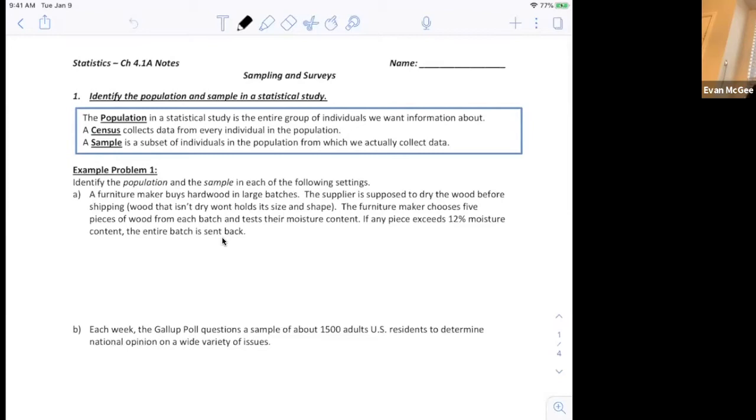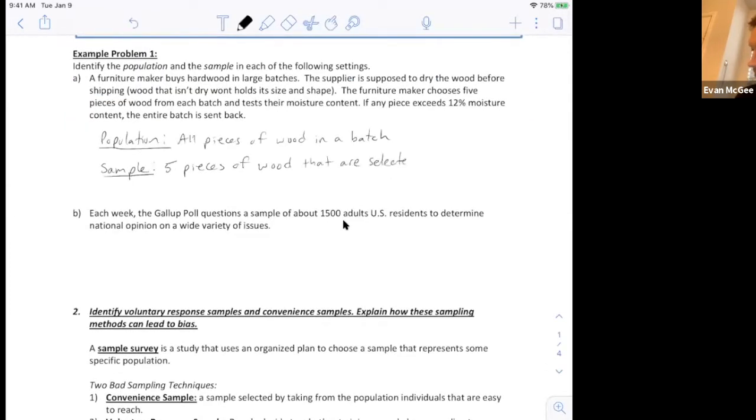So we have to ask ourselves, what is the large group that they want to learn some information about? That's going to be our population. And the sample is the pieces of wood that they actually gathered information from. In this case, they want to test the whole batch. So the population is the entire batch, and the 5 pieces that are selected and tested are our sample, used to learn about all of the pieces of wood in the batch.